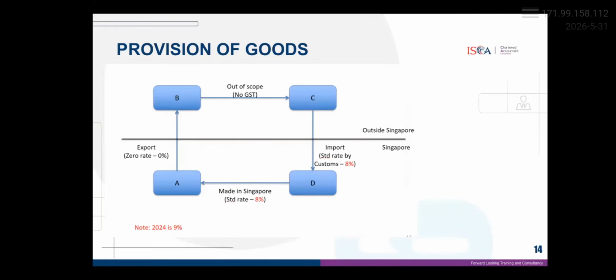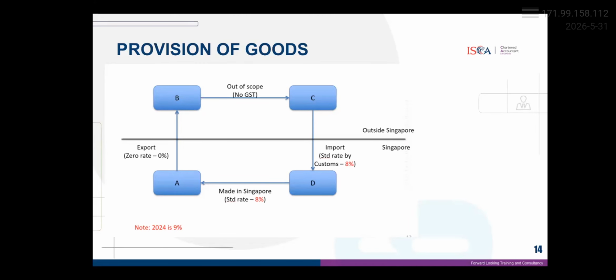When B, which is outside Singapore, sells goods to C, which is also outside Singapore, assuming the beginning location of the goods is outside Singapore and the ending location of the goods is also outside Singapore, then this will be considered out of scope. There is no supply because it is not made in Singapore.